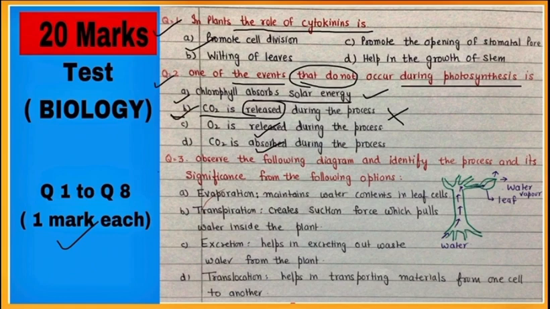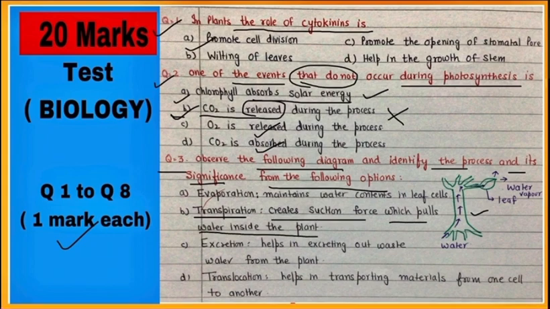Question 3. Observe the following diagram and identify the process and its significance from the following options. This diagram is showing the process transpiration, which creates suction force which pulls water inside the plant. Actually, transpiration is the evaporation of water vapor from the surface of the plant and it creates suction force which pulls water inside the plant.